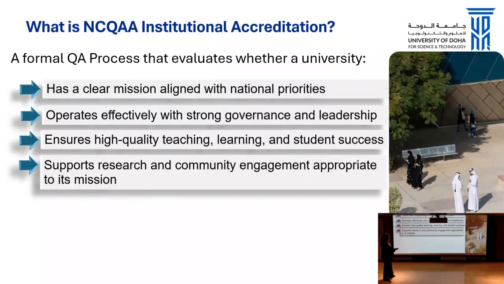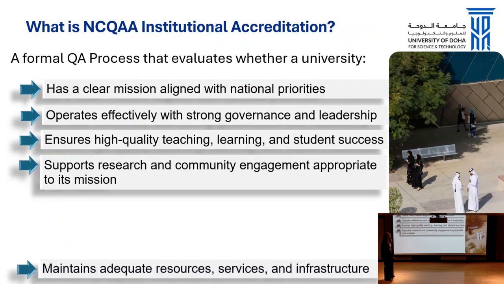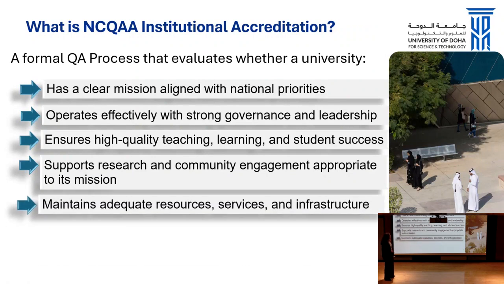We also, what they're looking for in institutions is how they support the community as is appropriate to their mission. There's an additional standard in the NCQAA standards which speaks specifically about stakeholder engagement and our impact as an institution on those stakeholders. So it's important for the NCQAA that every institution has research and community engagement that is appropriate to its mission. Maintains adequate resources, services, and infrastructure. If we don't have the resources, we don't have the infrastructure, that obviously will impact the quality of our teaching, learning, and student success, which is also one of the areas they're going to be looking at.